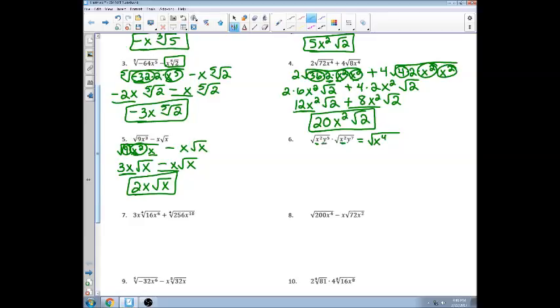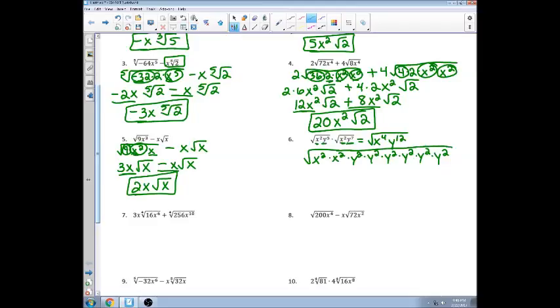I have y to the fifth times y to the seventh, which is y to the 12th. Now I need groups of 2, so it'll be the square root. From x to the fourth, I have x squared times x squared. From y to the 12th, I'm going to have y squared 6 times. So I have, that's 2, 4, 6, 8, 10, 12.